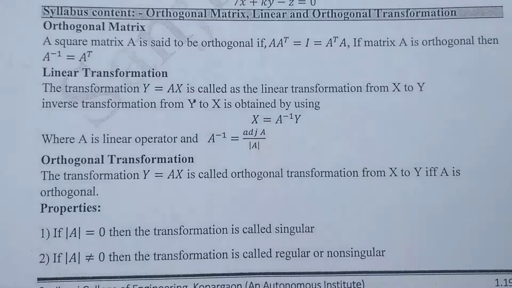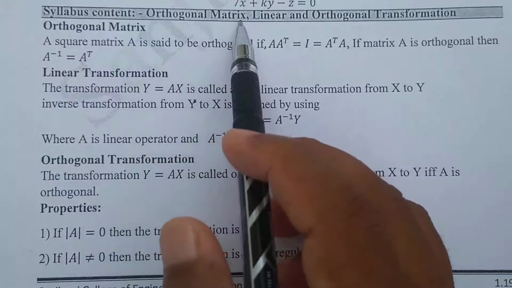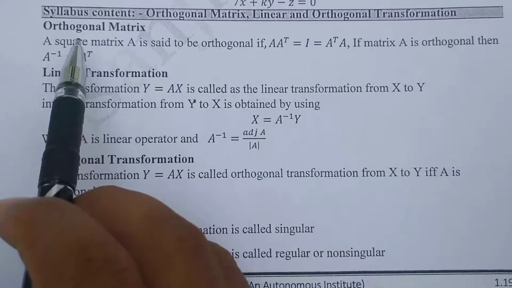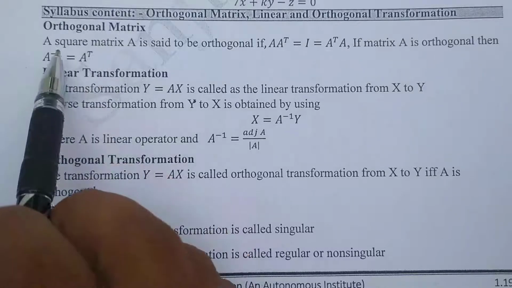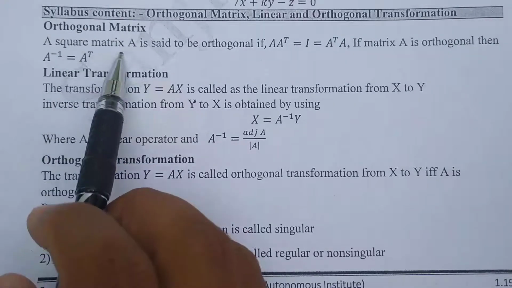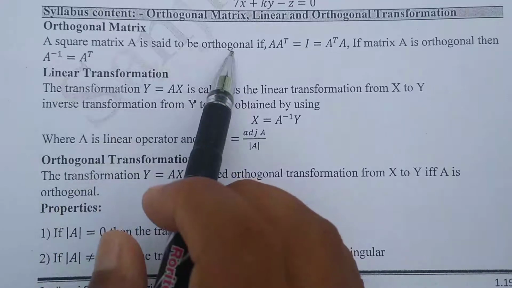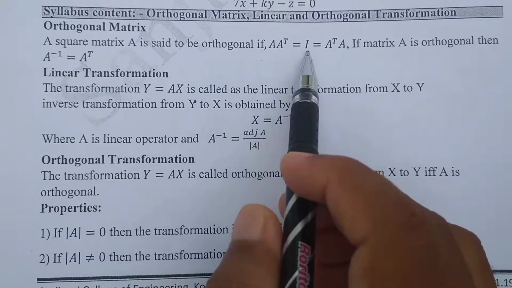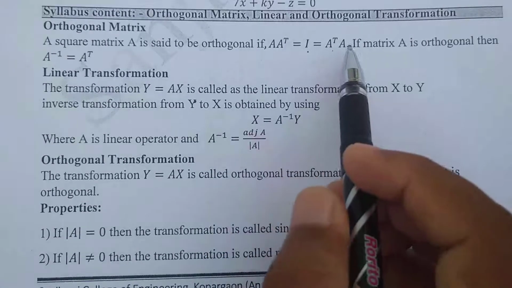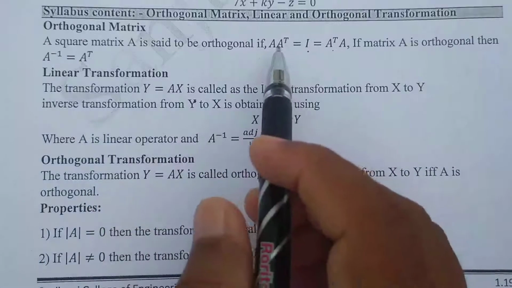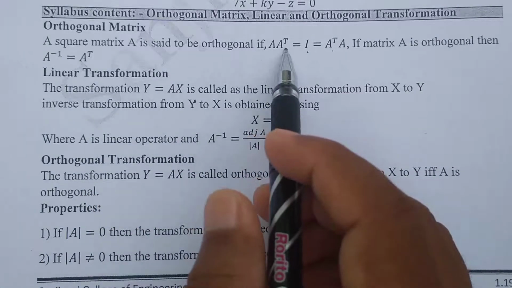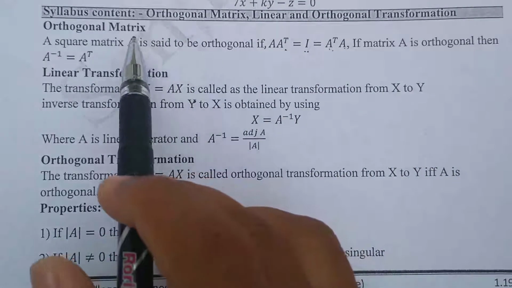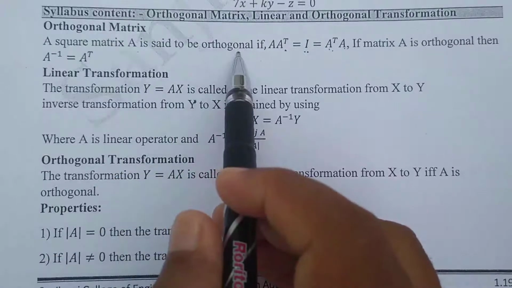Now the next topic of our syllabus: orthogonal matrix, linear and orthogonal transformation. First of all, we learn the definition of orthogonal matrix. What is the definition of orthogonal matrix? A square matrix A is said to be orthogonal if A into A transpose is equal to I, the identity matrix, which is equal to A transpose into A. That means if you calculate the value of A into A transpose or A transpose into A, and it is equal to the identity matrix, at that time we can say that the given matrix A is an orthogonal matrix.